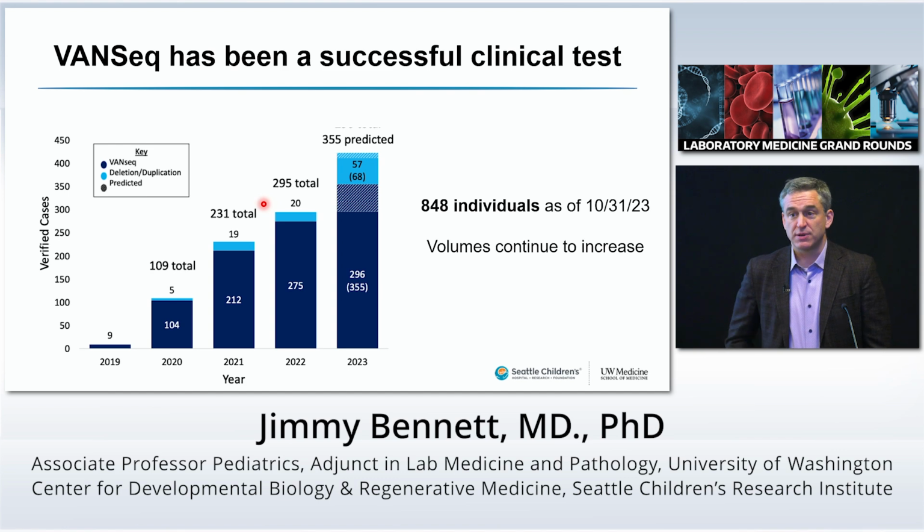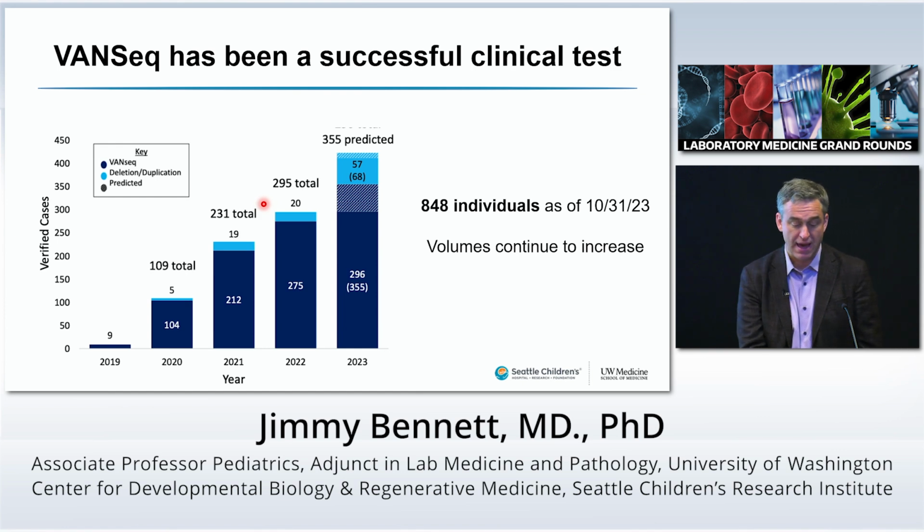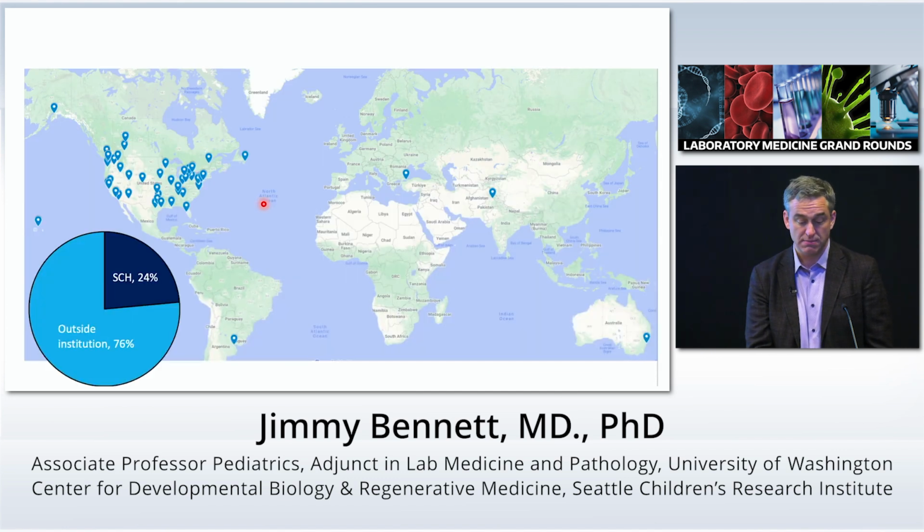And just to summarize, it's been a pretty successful test. So we launched it in 2019, and you can see the number of signed out tests here year by year. As of Halloween this year, we've done a total of 848 individuals, and the volumes keep increasing each year. So it's been successful, and I think it's had a big impact on molecular diagnosis of vascular anomalies in the United States and beyond. Here shows where the tests have come from.